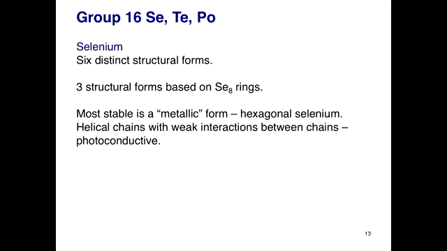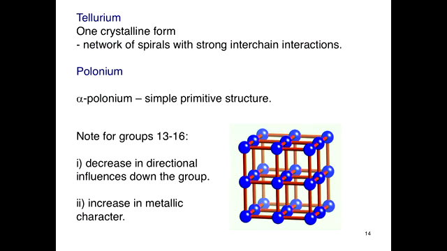What if we go down the rest of the group? Well, again, we see that slow transition towards metal type character. Selenium has three structural forms, and again, they're based upon Se8 rings, a little bit like we saw with sulphur. There is a metallic form called hexagonal selenium, and that does have helical chains with weak interactions between the chains, and that's photoconductive. If we keep going down, we get to tellurium.